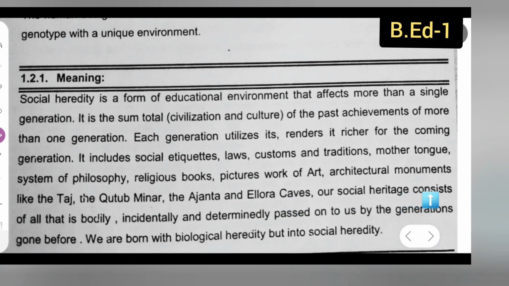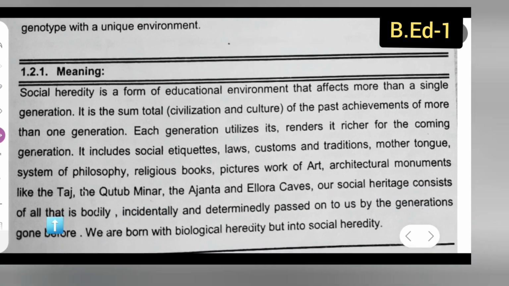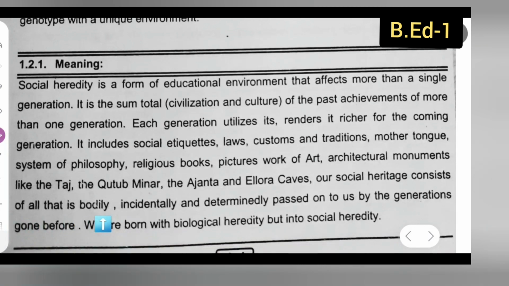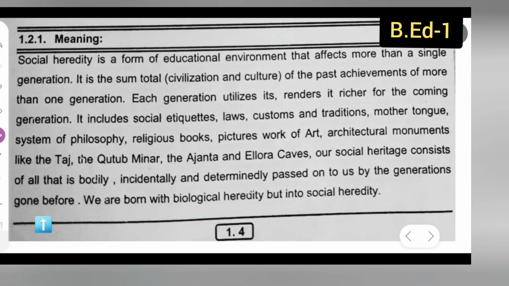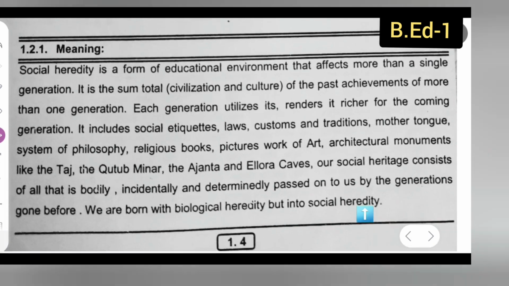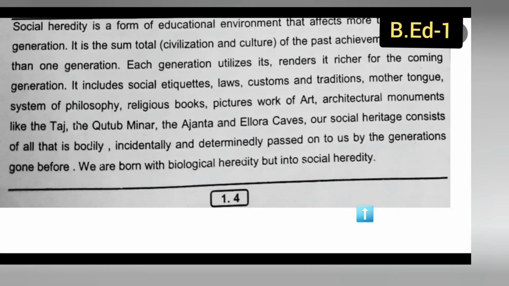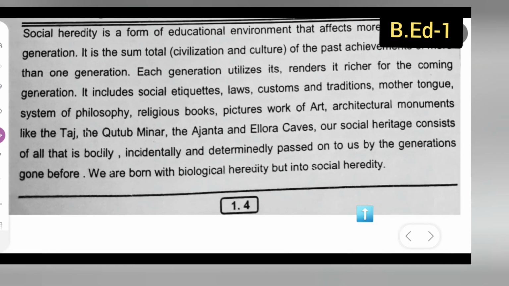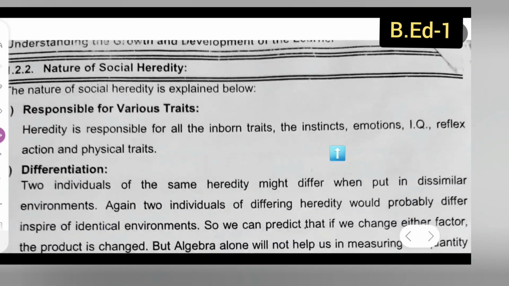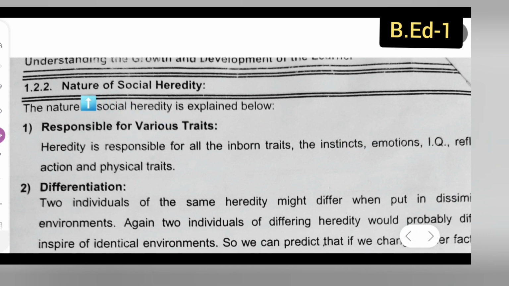A social heritage consists of all that is bodily, incidentally, and deliberately passed on to us by the generations gone before. We are born with biological heredity but into social heredity. Moving towards the next page, continuation of notes is on the next page. So you all can write down the next topic.